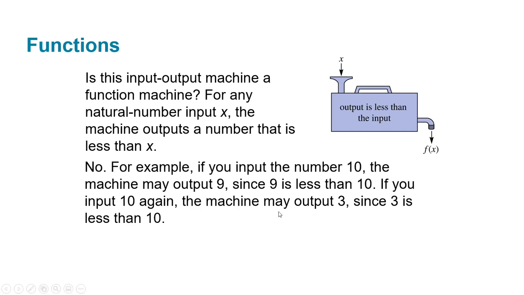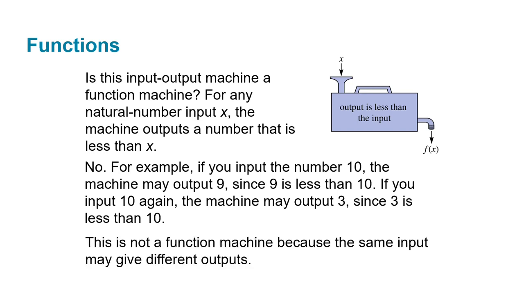No, for example, if you input the number 10, the machine may output a 9, since 9 is less than 10. If you input a 10 again, the machine may output a 3, and since 3 is less than 10, it would possibly give you two different outputs. This is not a function machine because the same input may give different outputs. Remember, we can only have one output for each input.